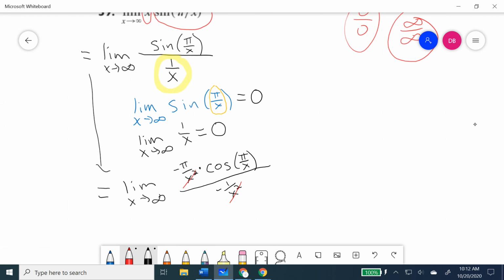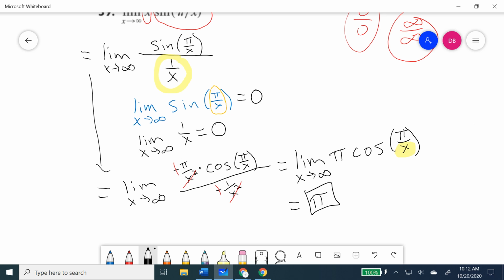That will leave me with, if I let the positives or the negatives cancel each other out, I now have the limit as x approaches infinity of a lovely pi and a cosine of pi over x. And now I'm ready to think about it again. Here's my x. If I'm plugging in infinity, then pi over infinity is basically heading to 0. What is the cosine of 0? 1. That means we are probably done here. Pi times 1 is pi. Yes, we are done. Woohoo!